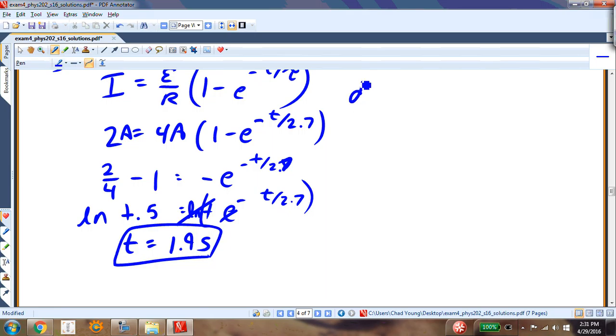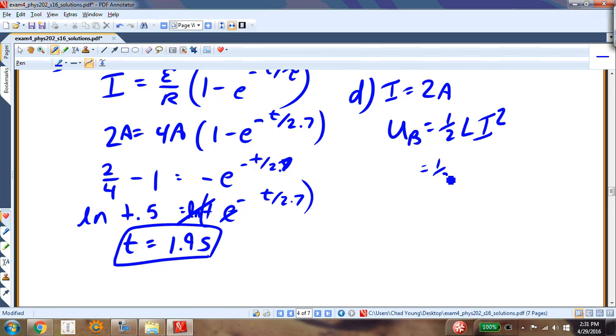In part D, I want to know what is the energy stored when it's at this current, that is, when it has a current equal to 2 amps. What is the energy stored? Well, UB is just 1/2 L i squared. 4 times 4 is 16 joules.